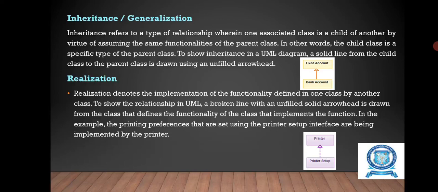Realization denotes the implementation of a functionality defined in one class by another class. To show the relationship in UML, a broken line with an unfilled solid arrowhead is drawn from the class that defines the functionality to the class that implements the function. In the example, the printing preferences that are set using the printer setup interface are being implemented by the printer.